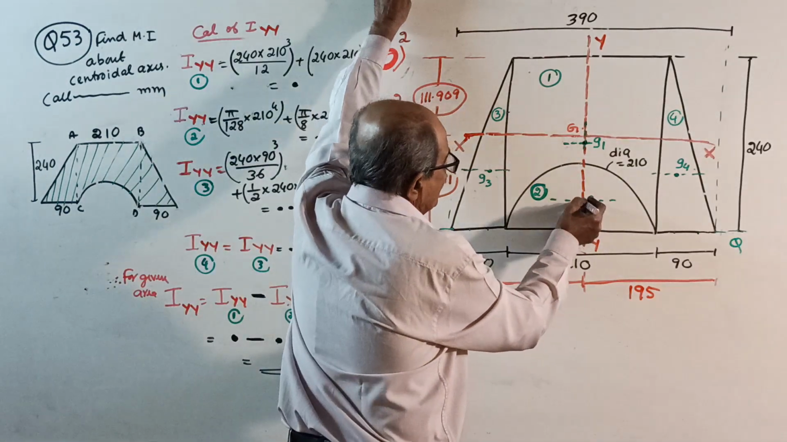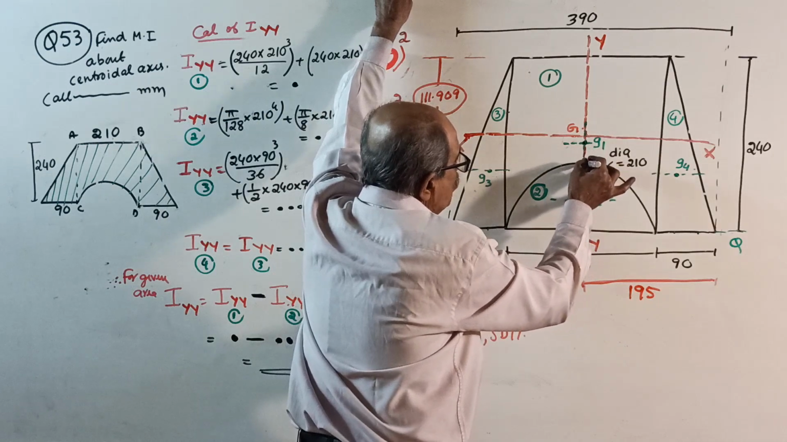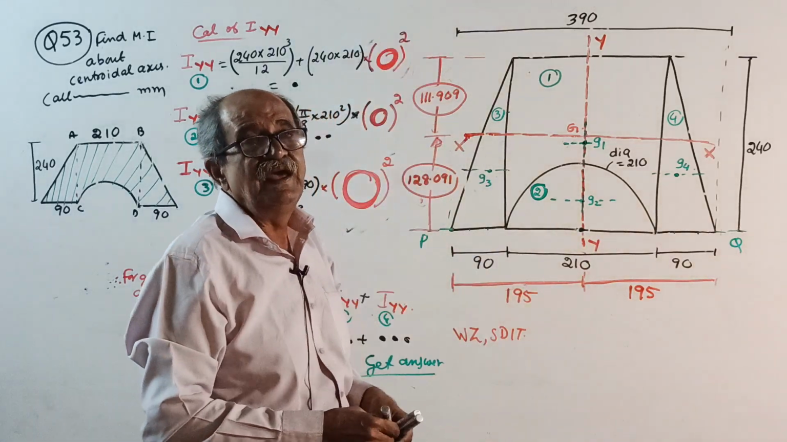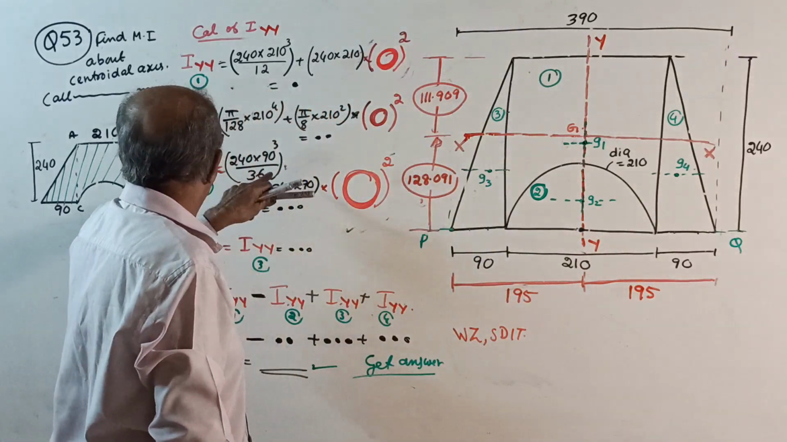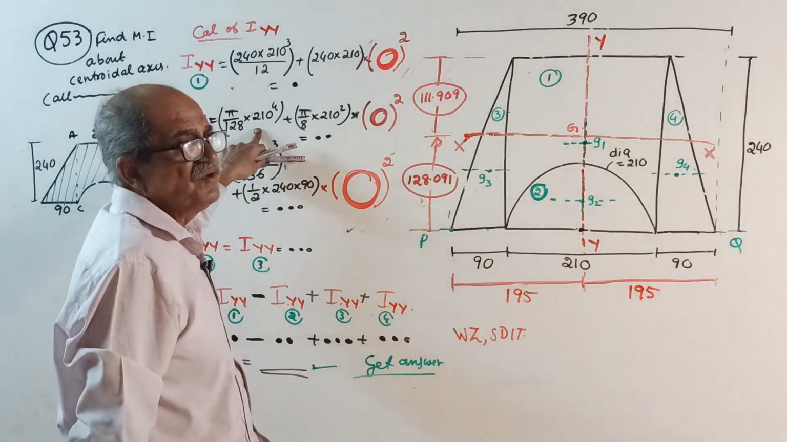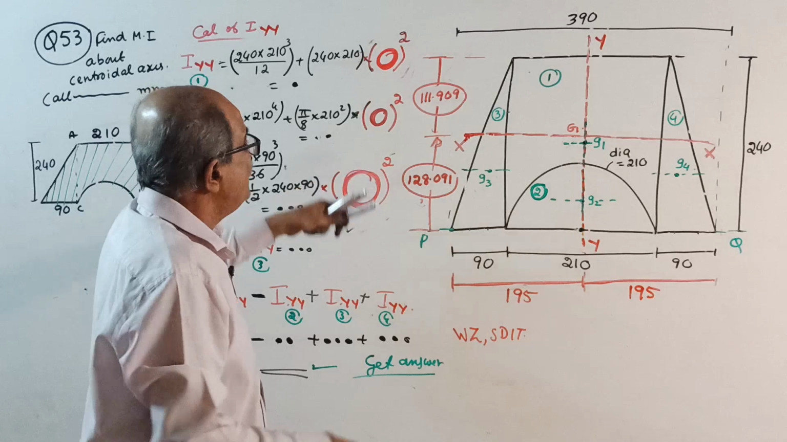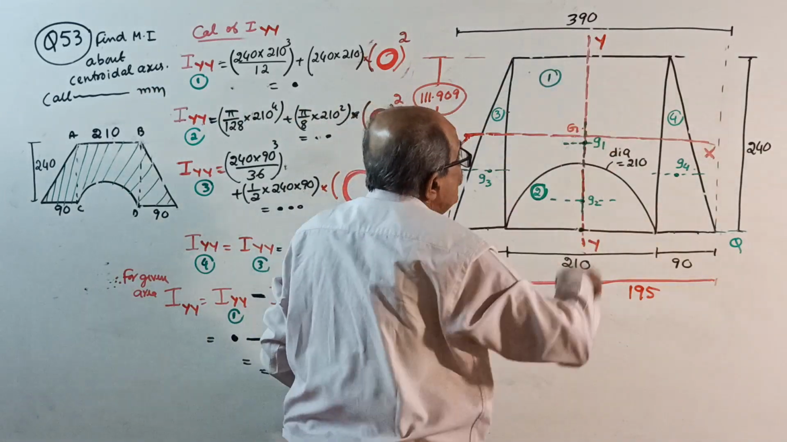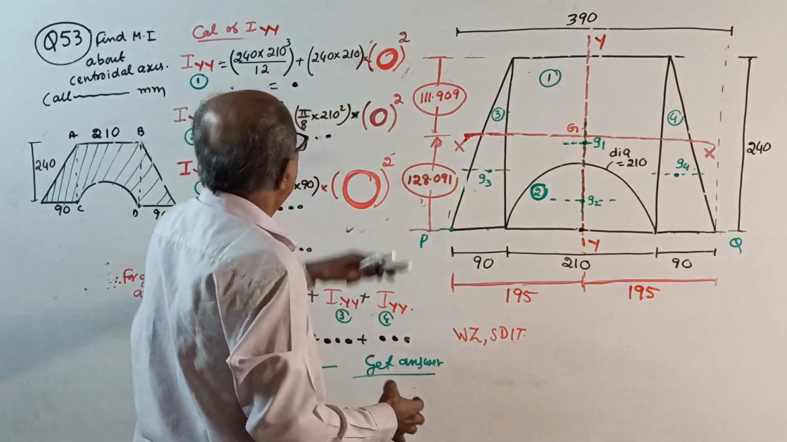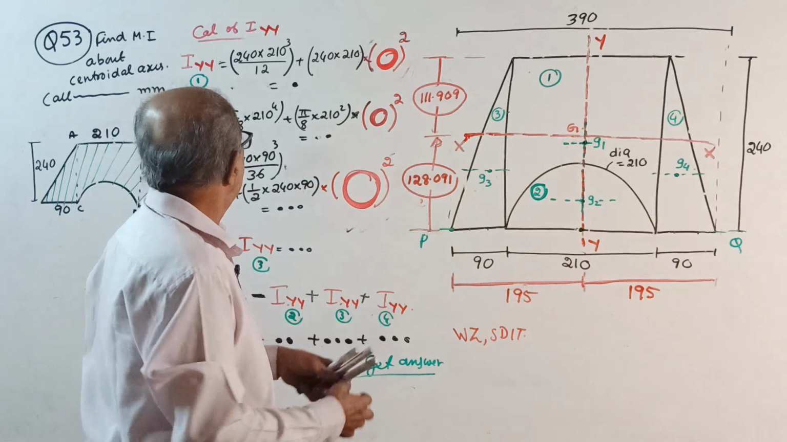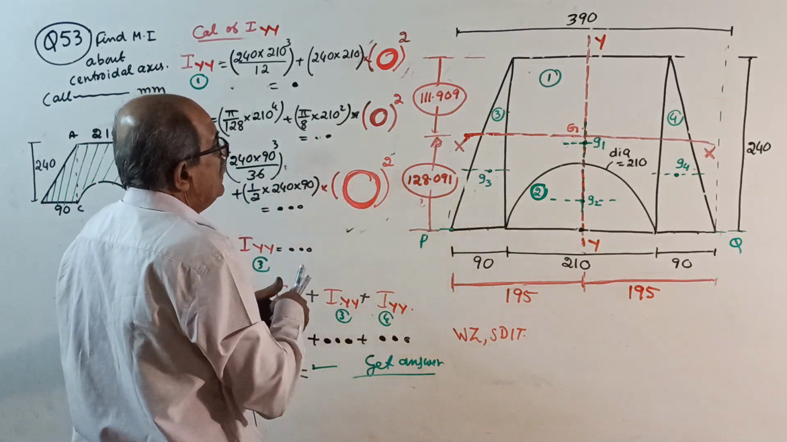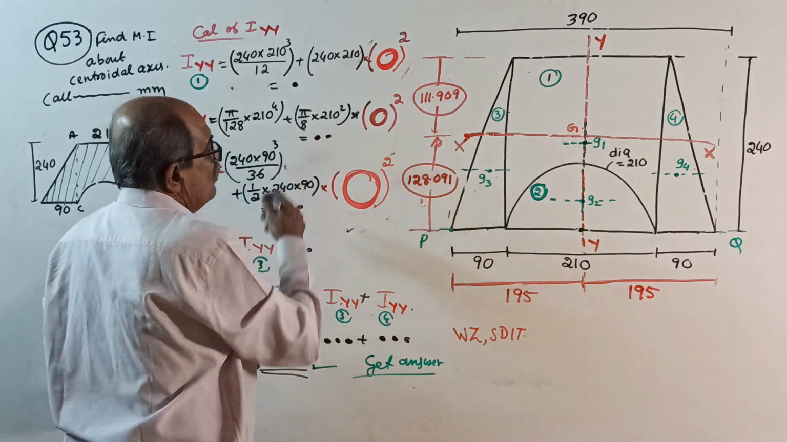Come to the semicircle. See, I about its own axis here. This is the symmetry axis. Therefore, pi d power 4 by 128, plus area into the centroid G2 lies in YY. Therefore, once again, 0 square. Let the answer be double dot. That is single dot, this is double dot. Okay, now start.